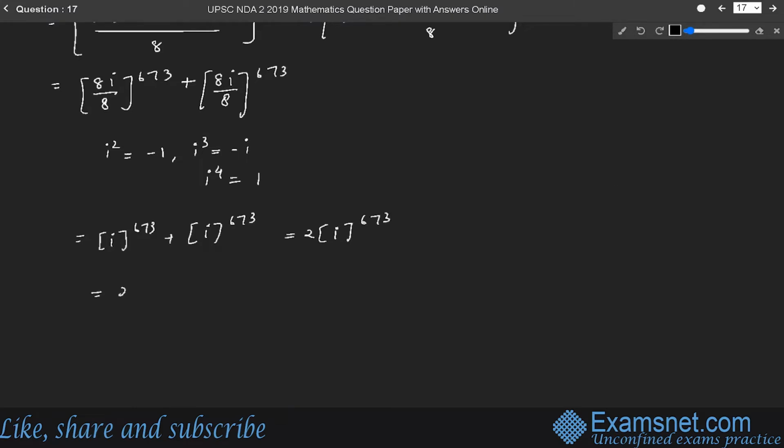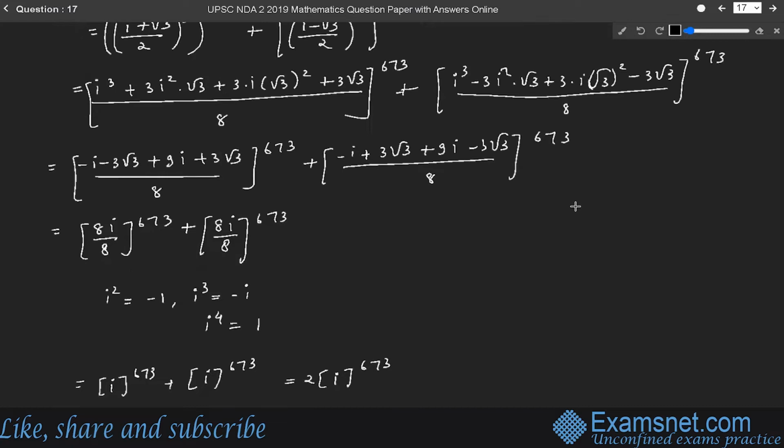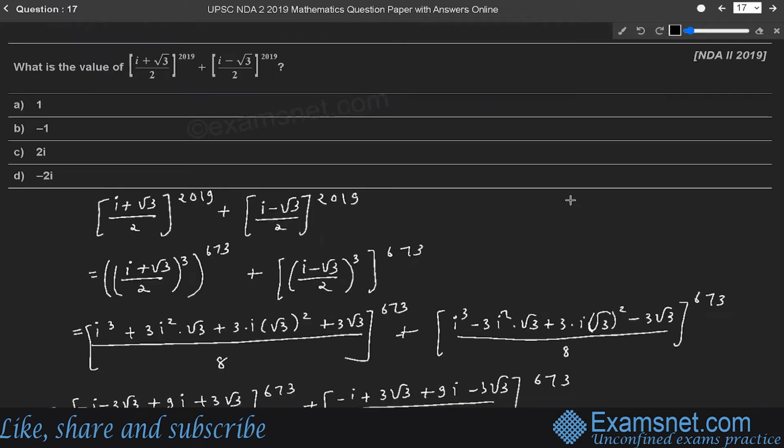It can also be written as 2 into i power 4 power 168 into i, which will be equal to 2 into 1 power 168 into i. So it will be 2 into i. So the answer will be 2i. Therefore, we can say that the correct option here is option number C, which is 2i.